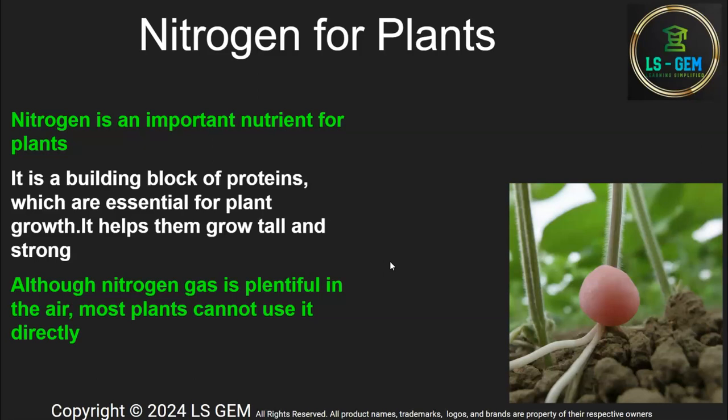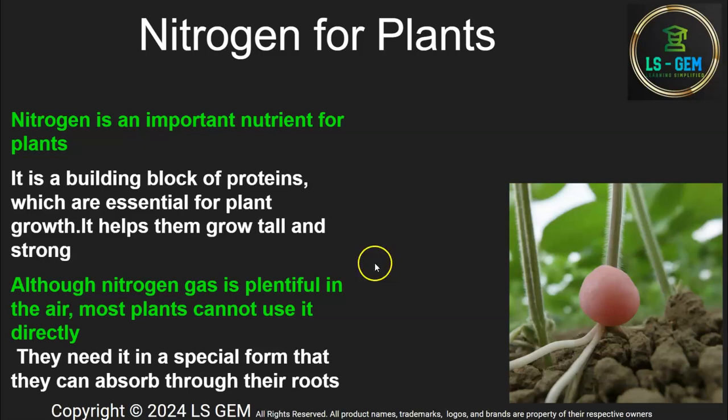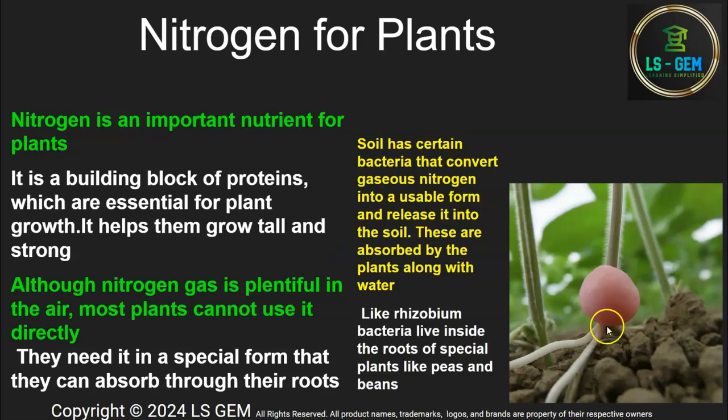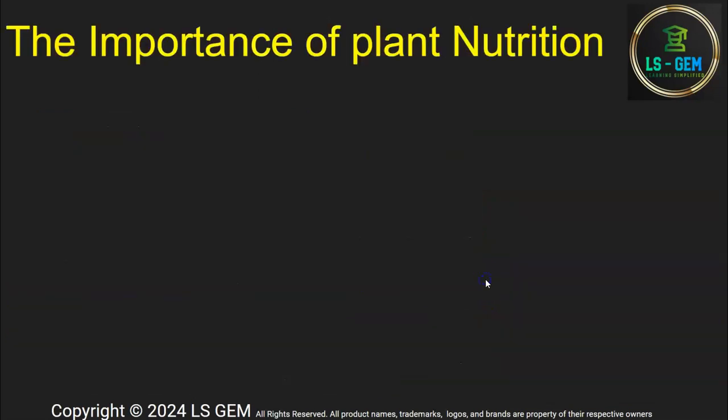Although nitrogen gas is plentiful in the air, most plants cannot use it directly. They need it in a special form that they can absorb through their roots. Soil has certain bacteria that convert gaseous nitrogen into a usable form and release it into the soil. These are absorbed by the plants along with water, like Rhizobium. These bacteria live inside the roots of special plants like peas and beans, all kinds of leguminous plants.